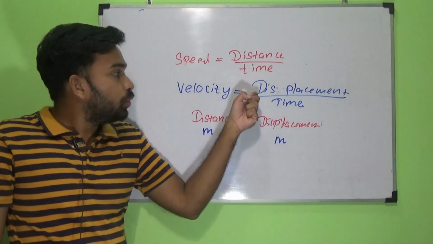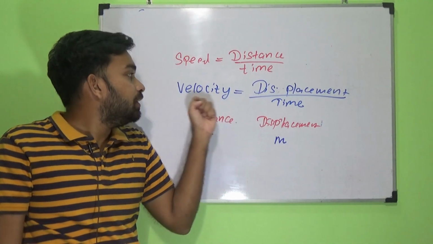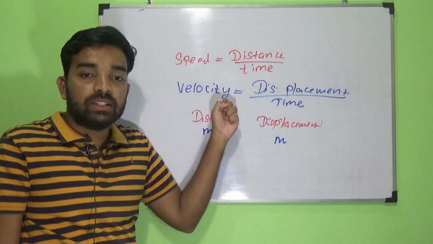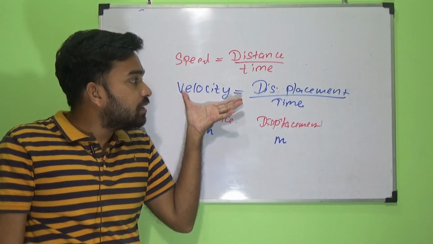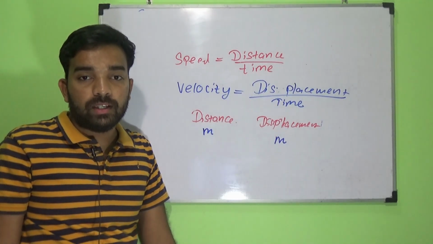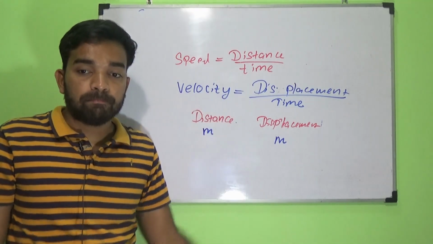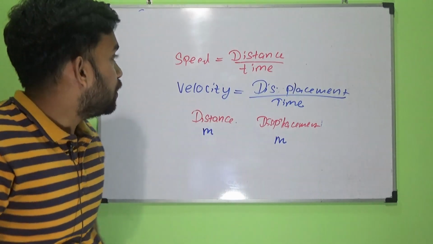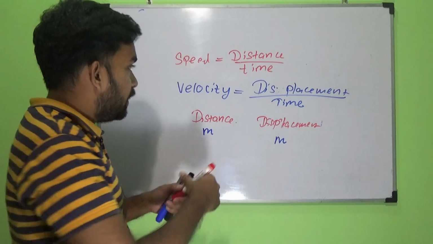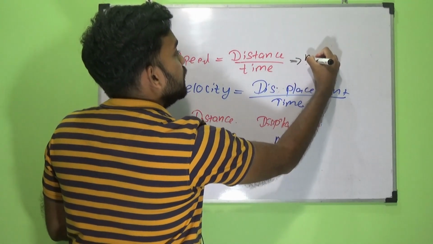When it comes to displacement divided by time, that is known as the velocity. So velocity means the rate of change of displacement. The rate of change of displacement, that is the velocity. Alright? So you know the displacement and the distance both are measured in meters.